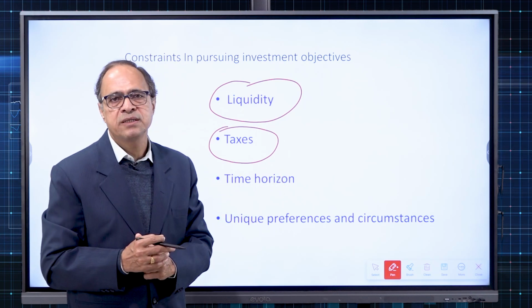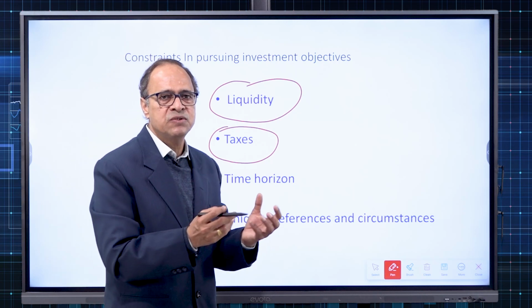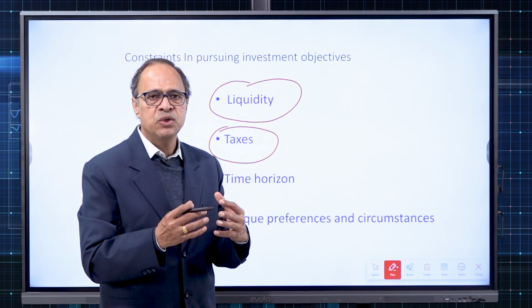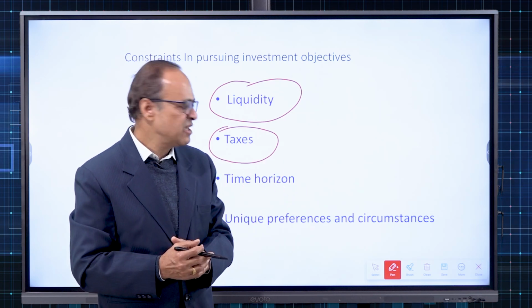Time horizon may be another constraint. If you invest only for 6 months or 1 year, your investment avenue will be chosen accordingly. If you want to invest for a longer time duration, then accordingly your investment avenue will be different.